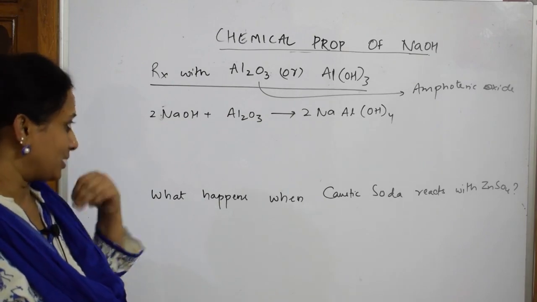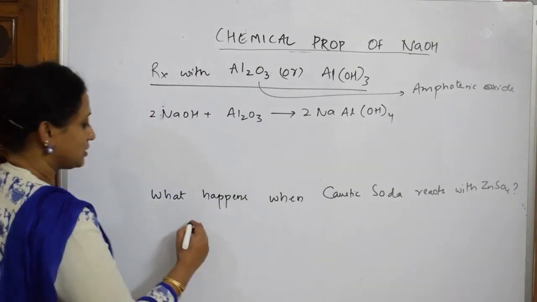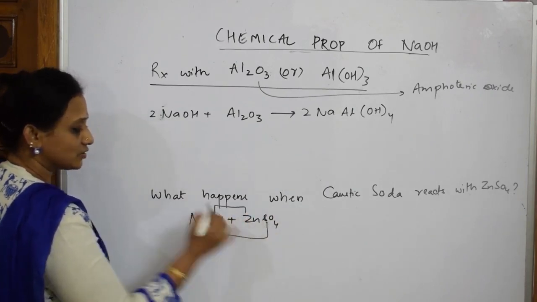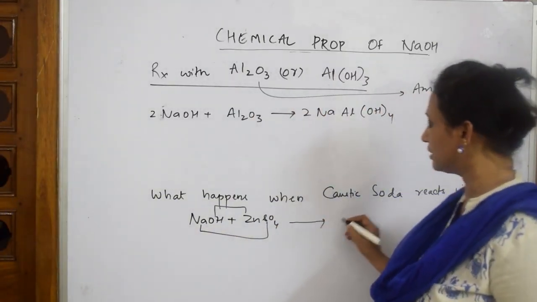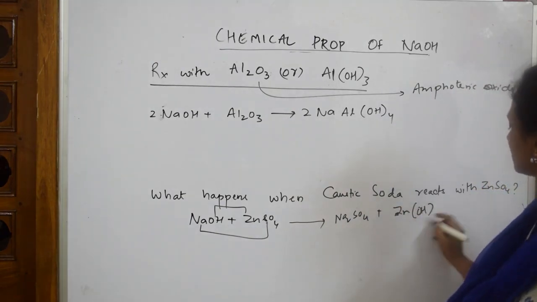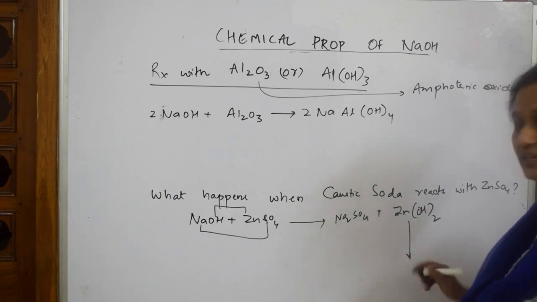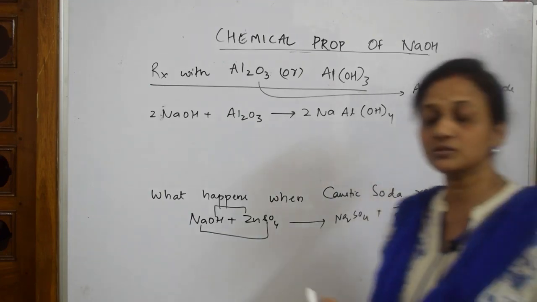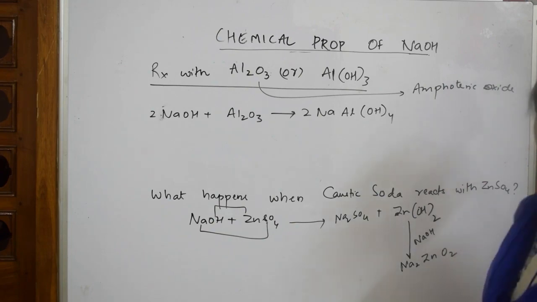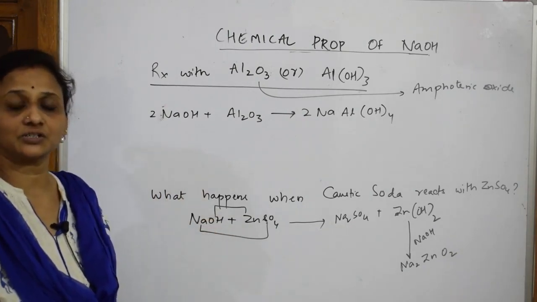Now the next important thing. What happens when caustic soda reacts with zinc sulfate? They may ask you in this way. Caustic soda, as we know, is sodium hydroxide. When it combines with zinc sulfate, it's simple: sodium sulfate, Na2SO4, and zinc hydroxide. The valency of zinc is +2 and hydroxide is -1. Now this zinc hydroxide, if you treat it further with excess sodium hydroxide, it's going to form a salt, sodium zincate, again Na2ZnO2. Sodium zincate is the next important product formed. Remember this, it is one more important reaction.